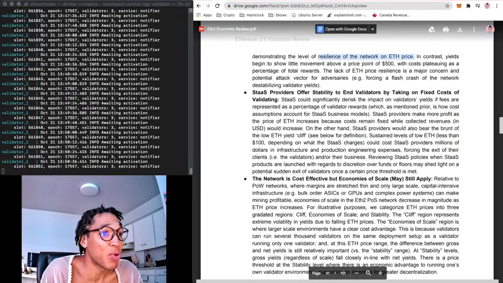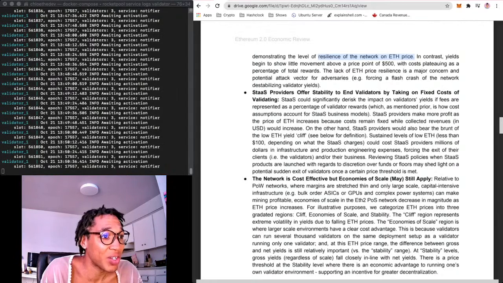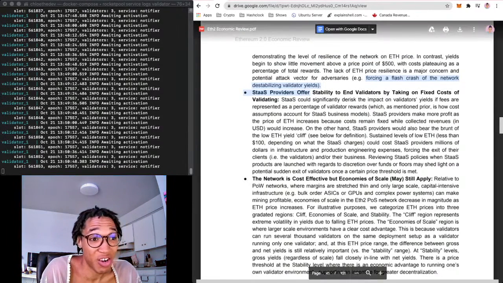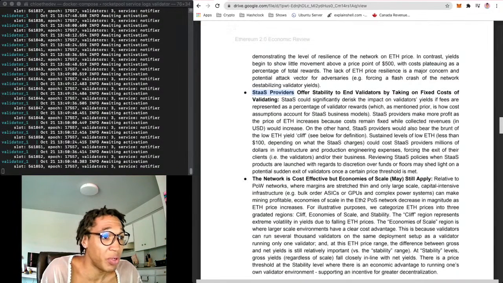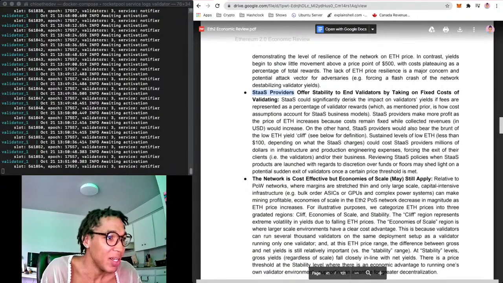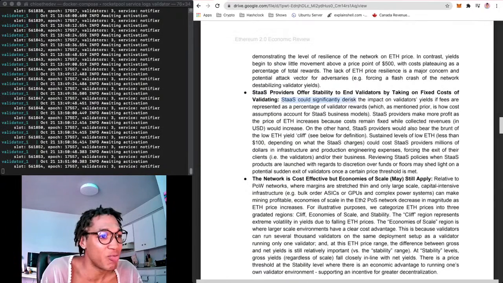The lack of ETH price resilience is a major concern and potential attack vector for adversaries. For example, forcing a flash crash of the network, which will destabilize validator yield. So you've got to make sure it's hard to create a flash crash. STaaS providers offer stability to end validators by taking on fixed costs of validating. STaaS could significantly de-risk the impact on validator yields if fees are represented as a percentage of validator rewards.